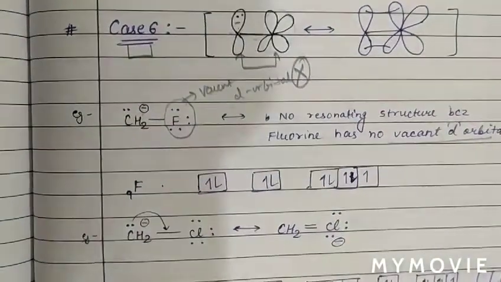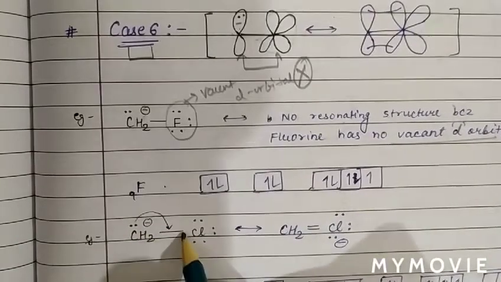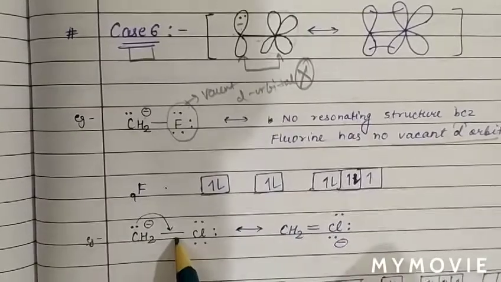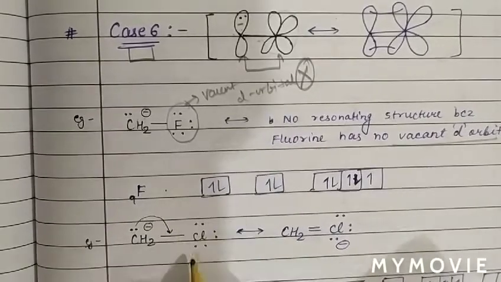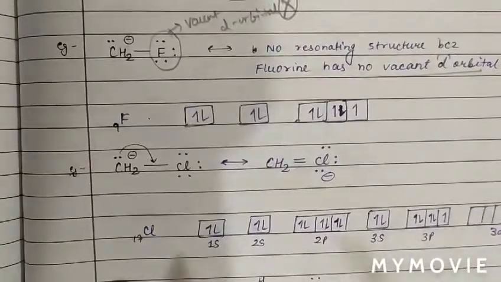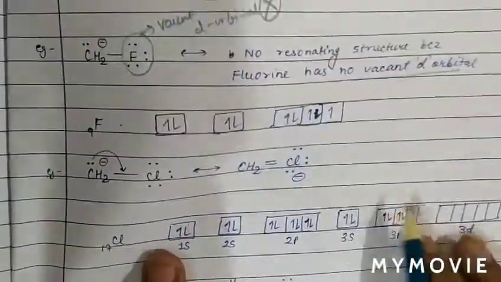Now see the case of chlorine. The atom with negative charge, then a single bond, and then chlorine. As we can see, negative charge, then single bond, and then a lone pair. Therefore we know chlorine has a vacant d orbital. This is the electronic configuration of chlorine, and chlorine has a vacant d orbital, as we can see.